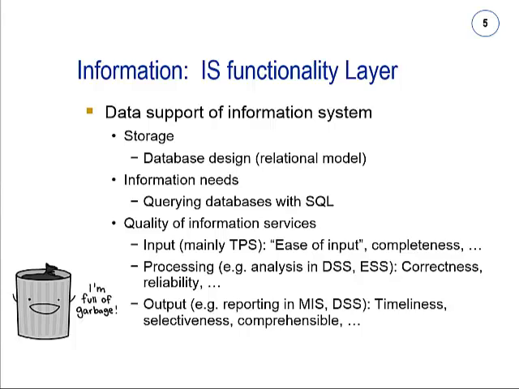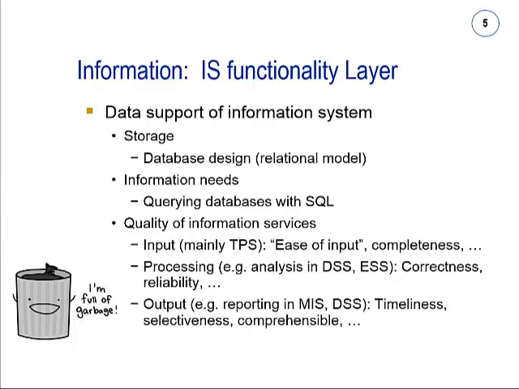As we will start implementing our information system, we also need to safeguard the quality of the information services provided, and that relates to the input, the processing, and the output. In terms of input, which will mainly occur by means of a transaction processing system, it's very important that the information can be very easily input into the information system. Ease of input is very important. Also, the completeness is important. Every student should have a student name. Hence, we must ensure that student name is not missing as student information is being entered into our information system.